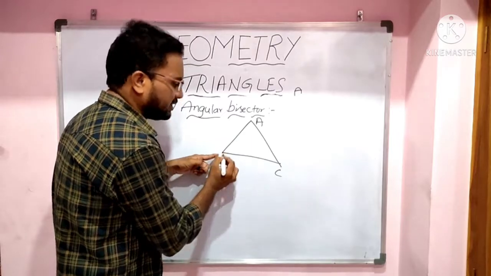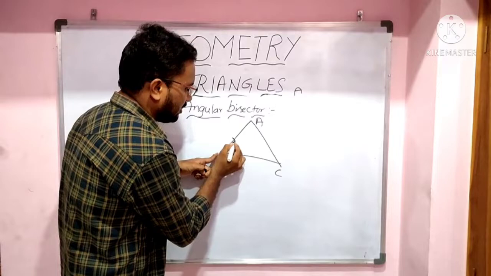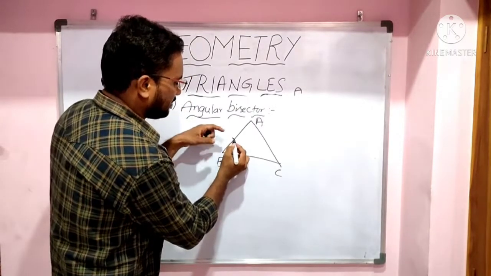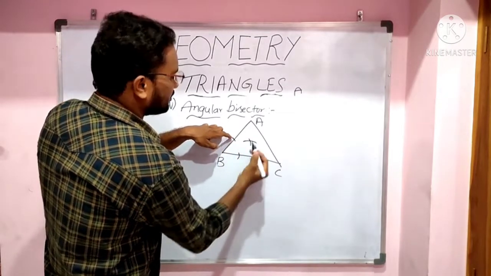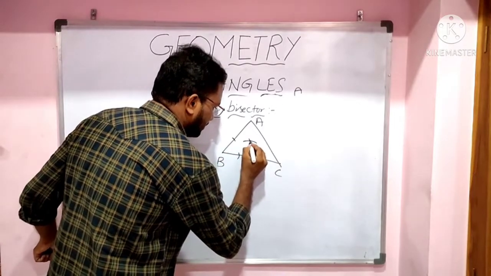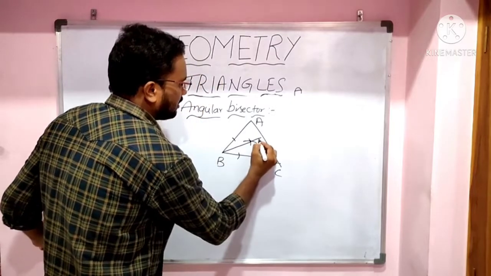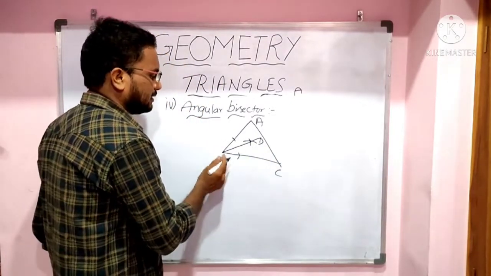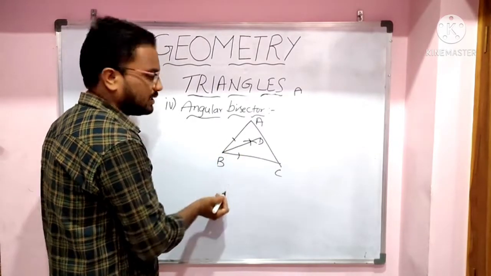We place a compass here, take some length, and draw two arcs here and here. Without changing the measurement of this length, we draw two more arcs here and here. If we join this point to this point, then this BD is called the angle bisector of this angle.